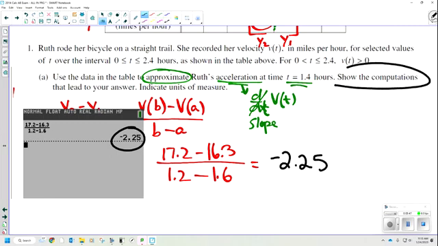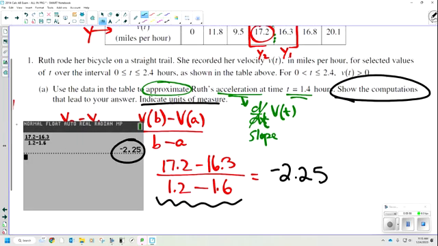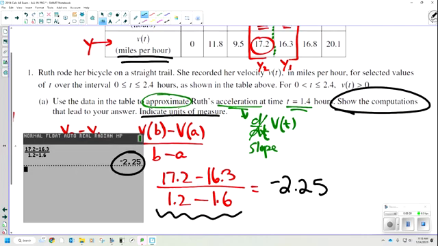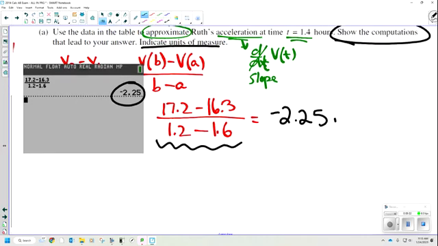Show your computations. That's why we needed this. Indicate units of measure. First of all, velocity is in miles per hour. However, this is acceleration, so it needs to be miles per hour squared.